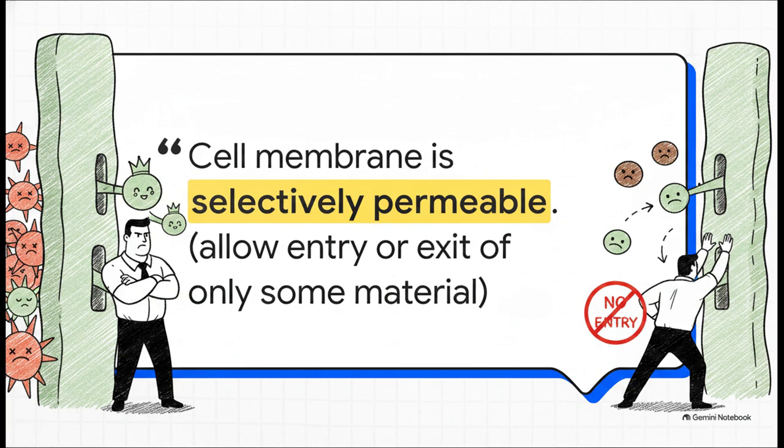So, the absolute crucial concept from the text is that this membrane is selectively permeable. It only allows the entry or exit of some material. It acts just like a strict VIP bouncer at an exclusive club. It doesn't just let anyone wander in or stumble out. The membrane carefully inspects what's beneficial for the cell to absorb, like nutrients and oxygen, and determines what toxic waste needs to be kicked out. This constant, vigilant sorting is exactly what maintains the perfect internal balance, keeping the cell alive.